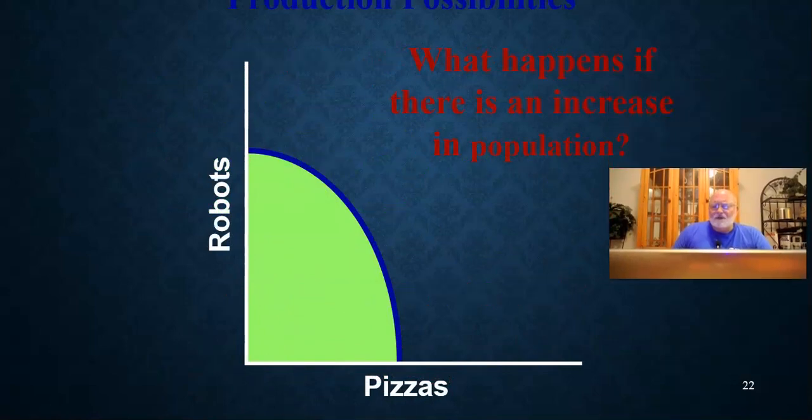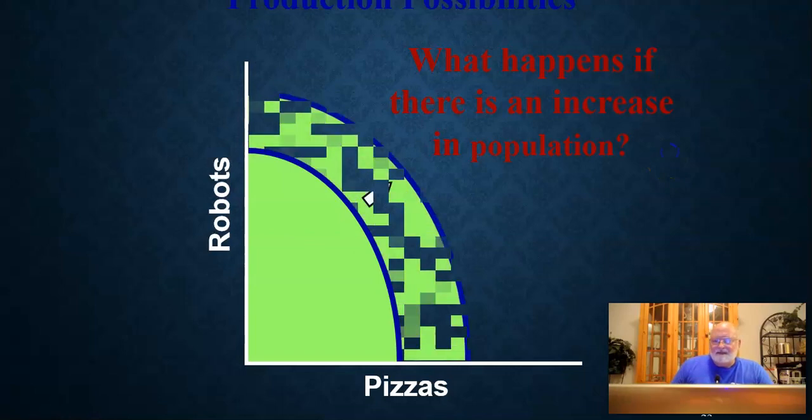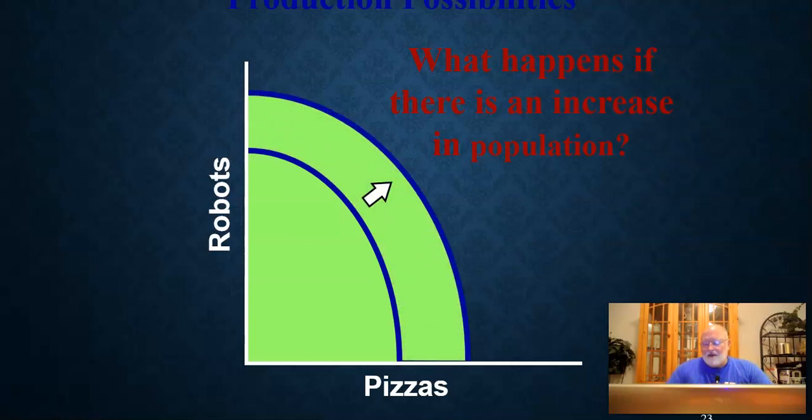Okay. So now I don't want you to write all these down. You just pay attention here. What happens if there's an increase in population? And your country makes two things. It makes robots and pizzas. The whole thing shifts outward.